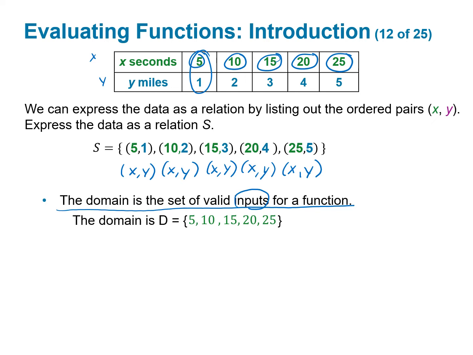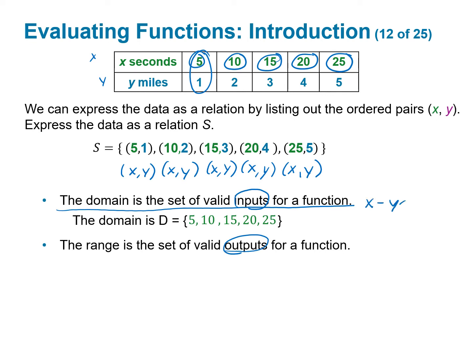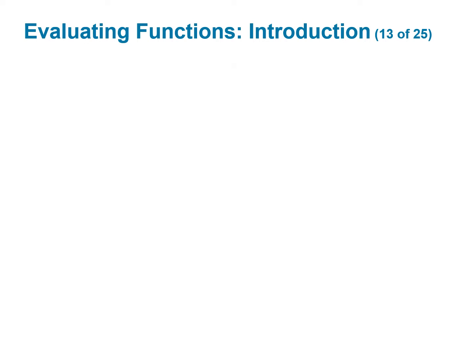Whereas the range is the list of all of the outputs, or the y values. So these are the x values, and these are the y values. Range is y, x is domain. And so we're going to list the range as all of these: 1, 2, 3, 4, and 5.